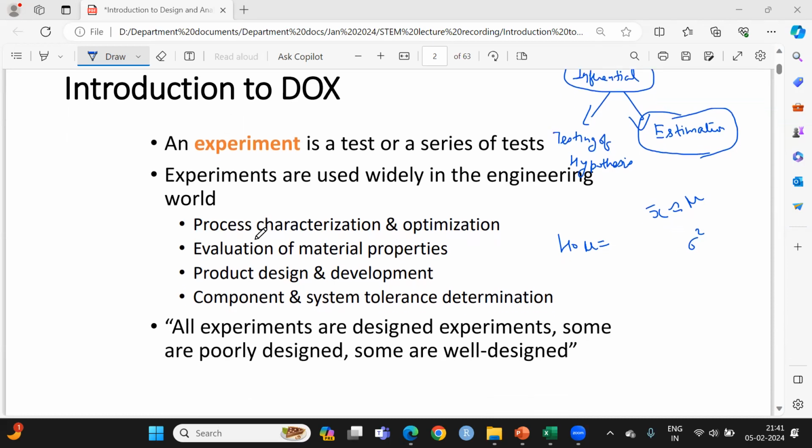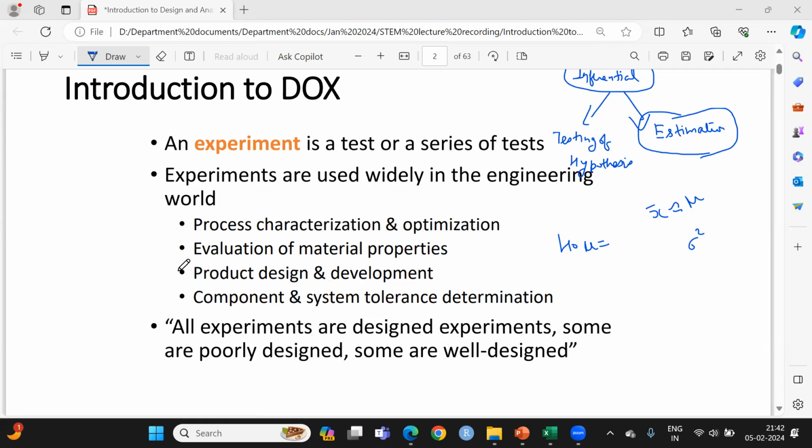The first is process characterization and optimization. So, for example, you are preparing some material, right? And you want to cross check the raw material that you have used, because you will prepare a material from a raw material. Sometimes the composition of raw material varies with time or with expertise, right? So with experiments, we want to see that the process characterization is good enough, and whether we are able to get optimization of the same or not.